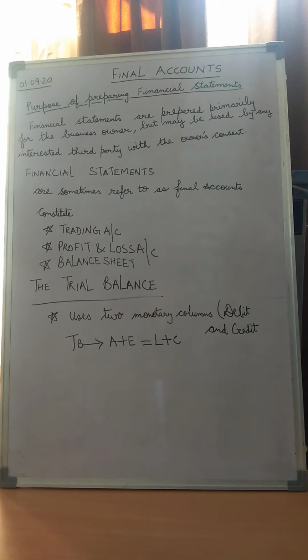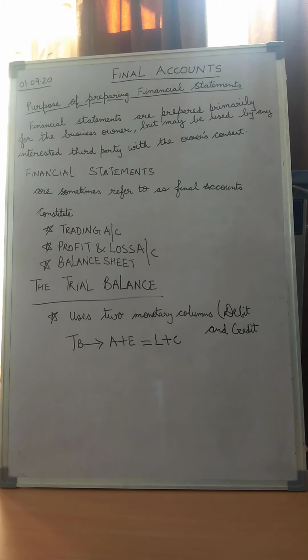Now, children, these financial statements are sometimes referred to as final accounts. Financial statements, children, constitute three things, that is trading account, profit and loss account, balance sheet.